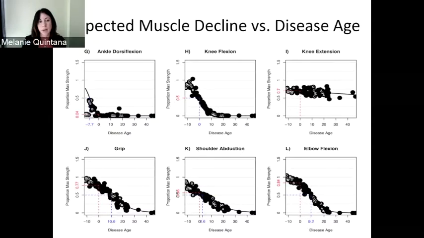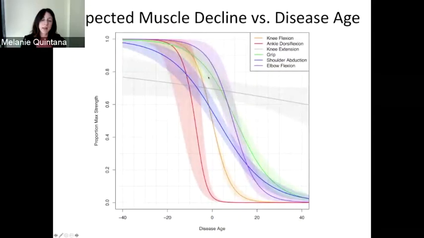This GNA myopathy actually originally was known as the quadriceps sparing disorder. So when we showed this to the clinicians, there was some face validity to the fact that knee extension stayed relatively flat across time. Again, this is the overall picture of each muscle group and the expected decline and the variability around that as a function of disease stage.